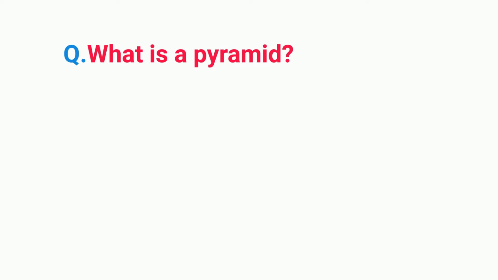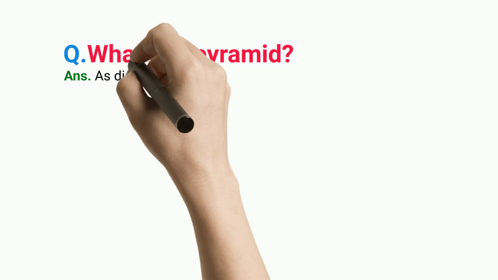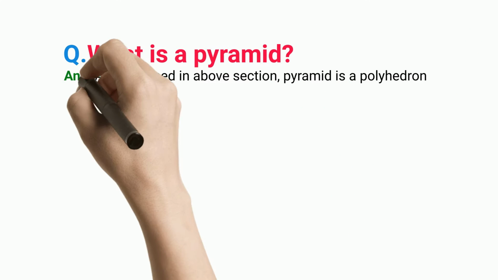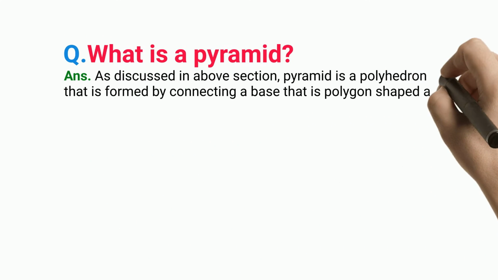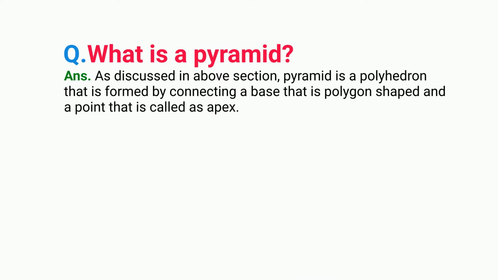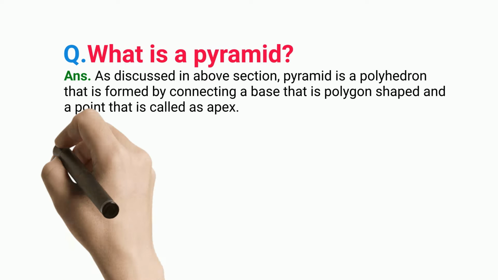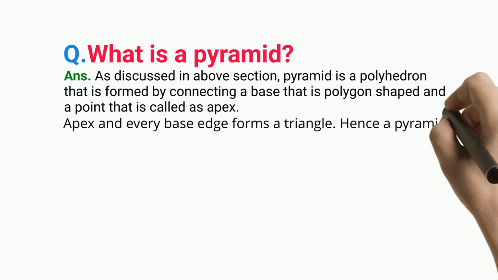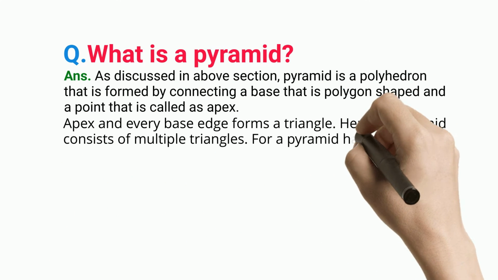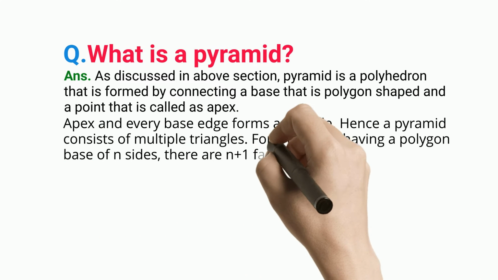What is a pyramid? As discussed in the above section, a pyramid is a polyhedron that is formed by connecting a base that is polygon-shaped and a point that is called the apex. The apex and every base edge form a triangle. Hence a pyramid consists of multiple triangles.